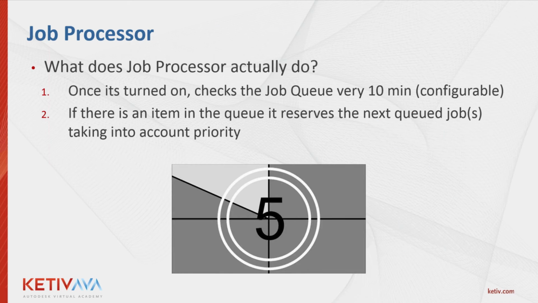But let's take a quick look at what the job processor actually does, and we'll have a look at an example again. Once the job processor is turned on, it checks the job queue on the server, that list that we just looked at, every 10 minutes. This is configurable. We can make it happen more often or less frequently depending on what your demand is. If there is an item in the queue that it can do, it'll reserve that, taking the priority into account. It'll get those files to carry out the task on that machine, on that processor.